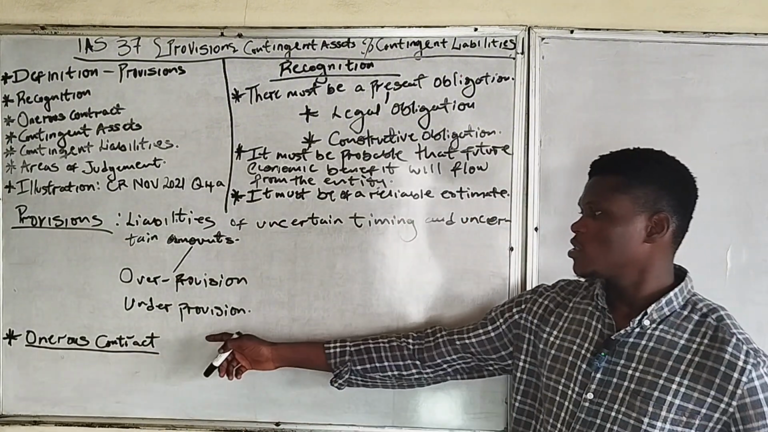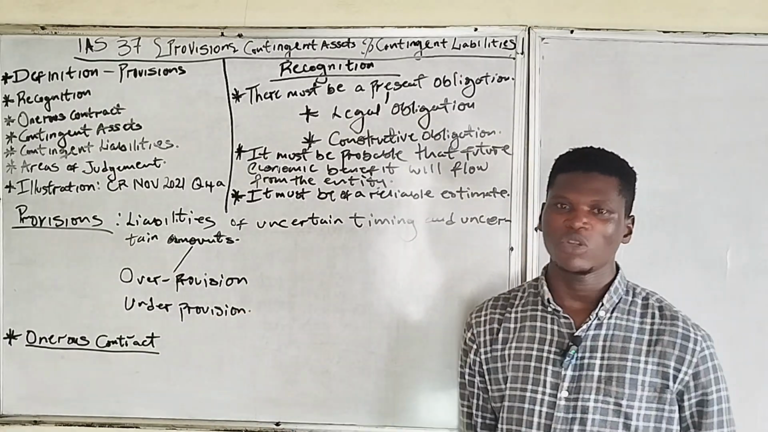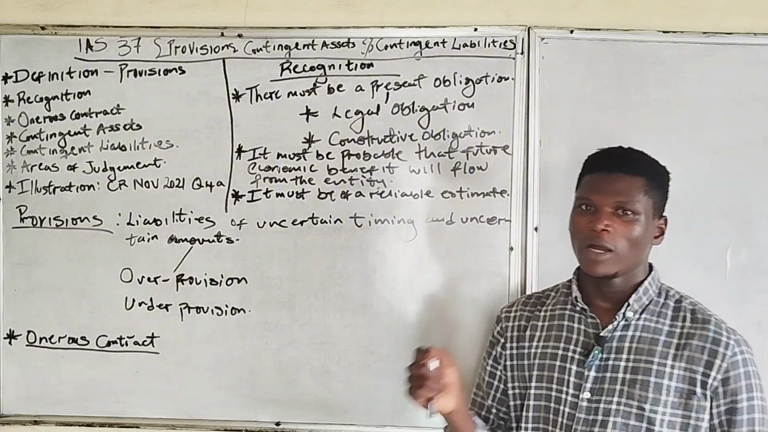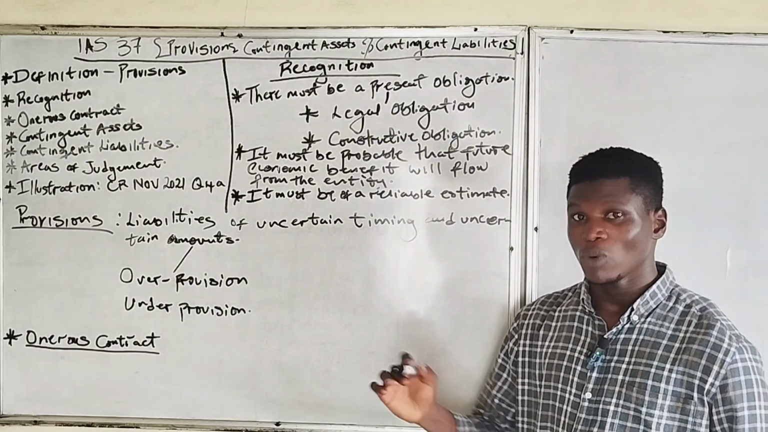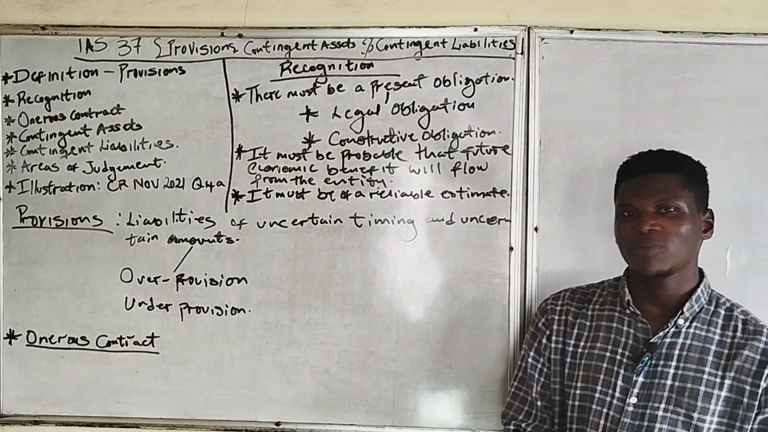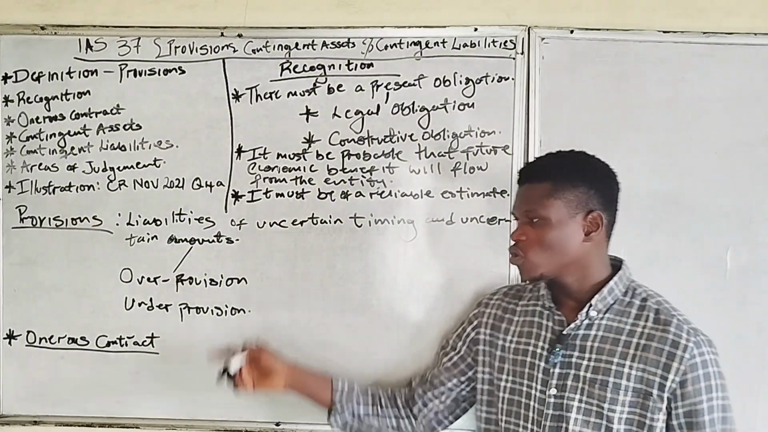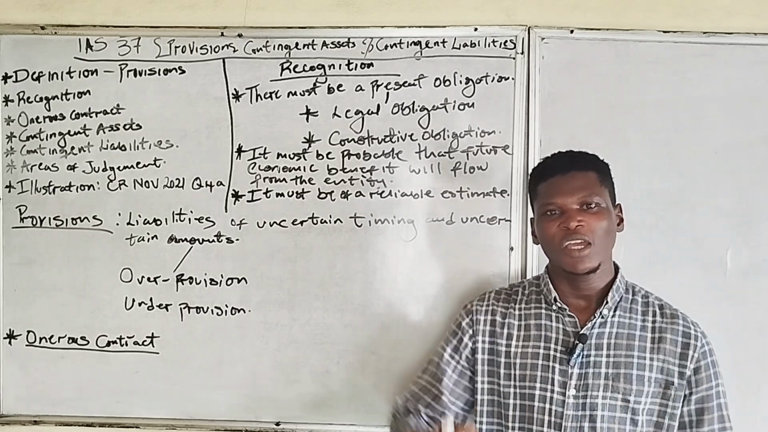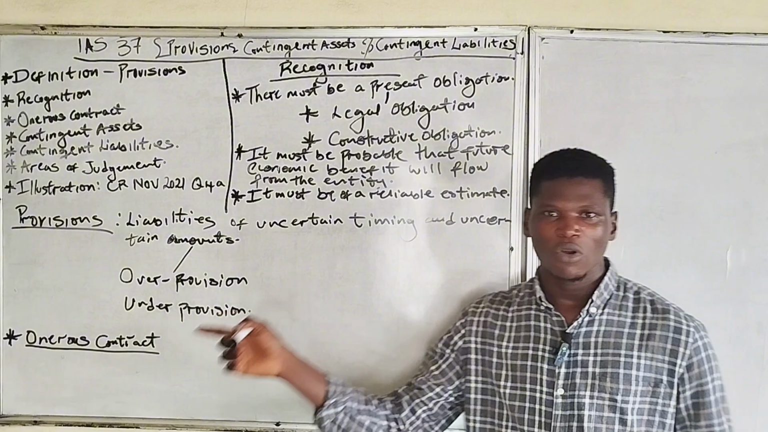So onerous contract is an aspect of IFRS 15, which is revenue from contracts with customers, which we've not done, but we're coming to it. Onerous contract means a contract which has a possibility of resulting into loss in the future. We have a particular contract, but there's a tendency that we will run into loss at the end of the completion of this particular contract. So that's regarded as onerous contract.